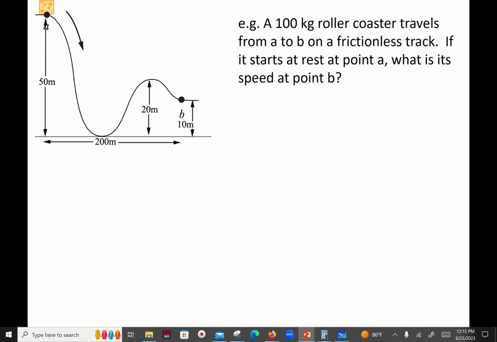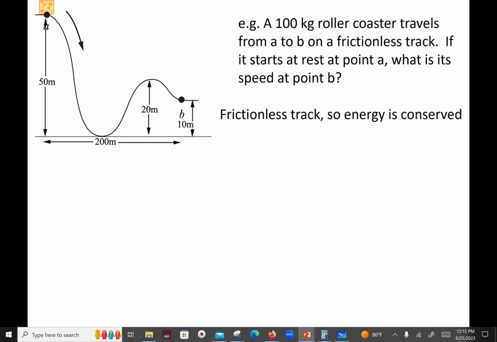Here we've got a 100-kilogram roller coaster that travels from A to B on a frictionless track. At point A, it's at a height of 50 meters. At point B, it's at 10 meters. If it starts from rest at point A, what's its speed at point B? If we read the problem, it says it's frictionless. So if it's frictionless, the energy is conserved. So I know the total energy at A is equal to the total energy at B.